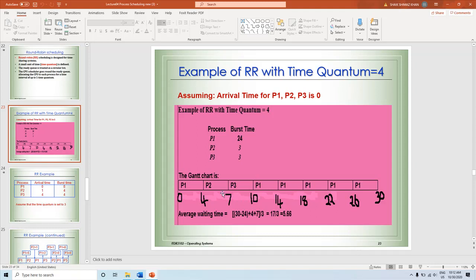Now once P2 and P3 have finished, only one process exists in the ready queue, that is P1, and the remaining burst time of P1 is 20 because already 4 milliseconds finished. So after P2 and P3 finish, P1 would get the CPU. It would run from 10 to 30 milliseconds.